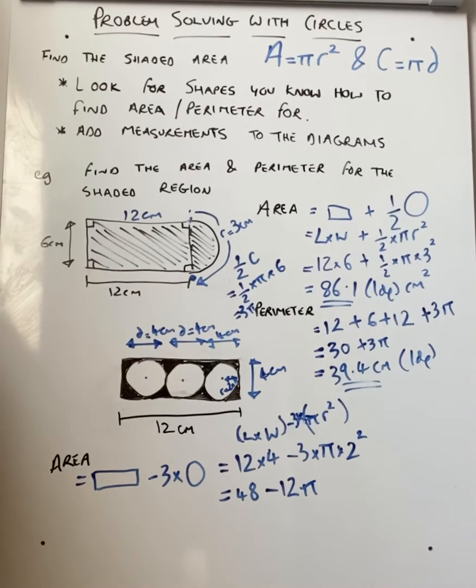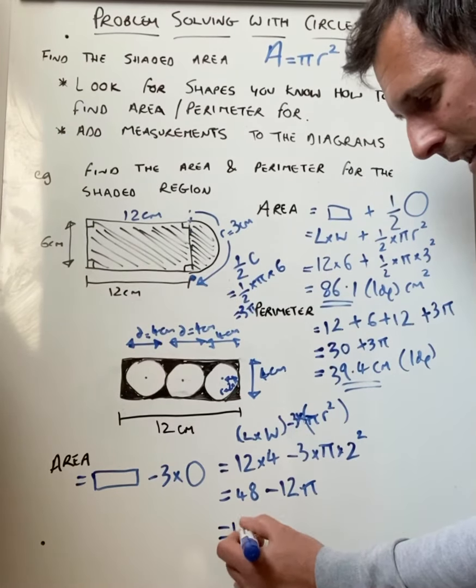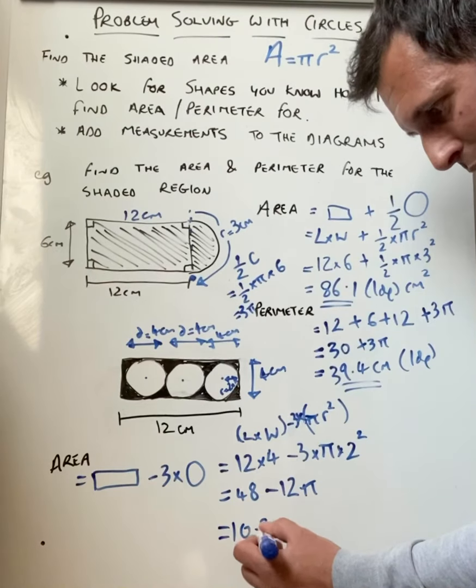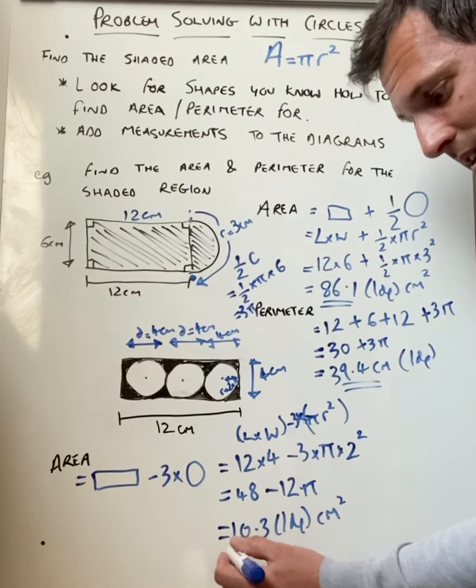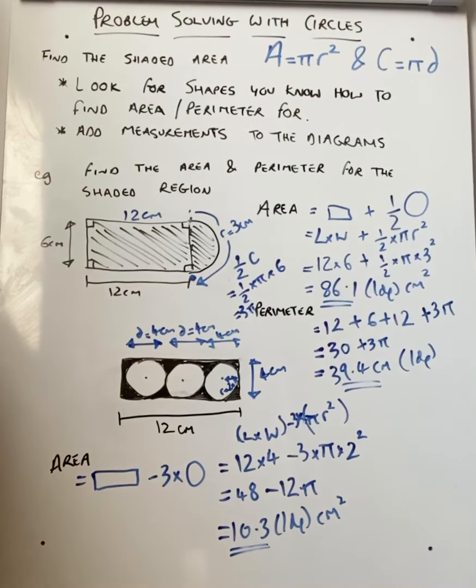And if we want to give it to 1 decimal place, we're just going to do 48, take away 12 times pi, and that's going to give us 10.3 to 1 decimal place. And that's centimetres squared because it's space, it's area.